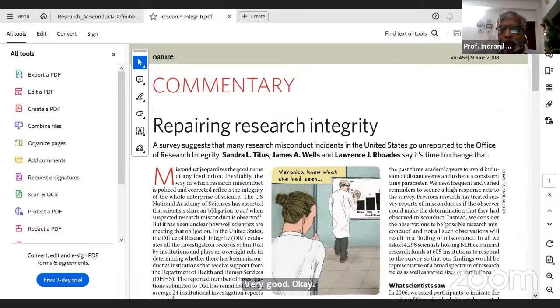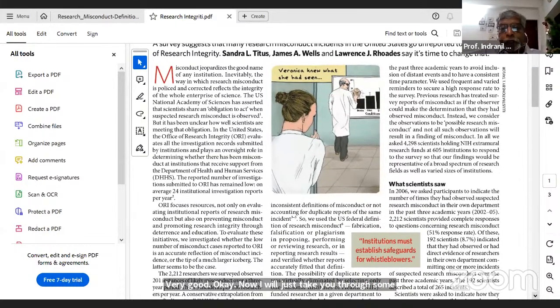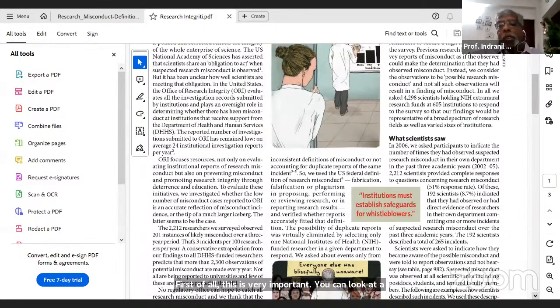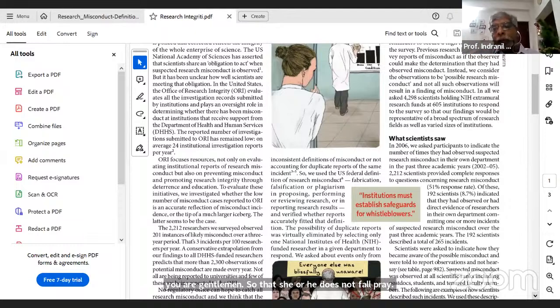Now, I will just take you through some important information here. First of all, this is very important. You can look at the small box here. Institutions must establish safeguards for whistleblowers. Very important. If somebody is actually at the forefront of exposing the wrong practices being undertaken, then it is the duty of the organization to protect that lady or gentleman so that she or he does not fall prey to the machinations of people who are indulging in such unfair practices.